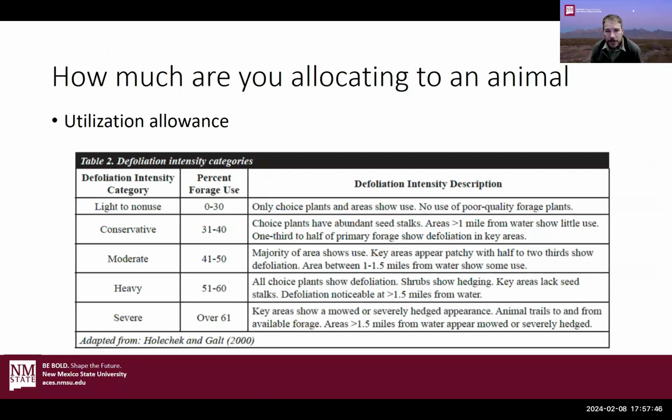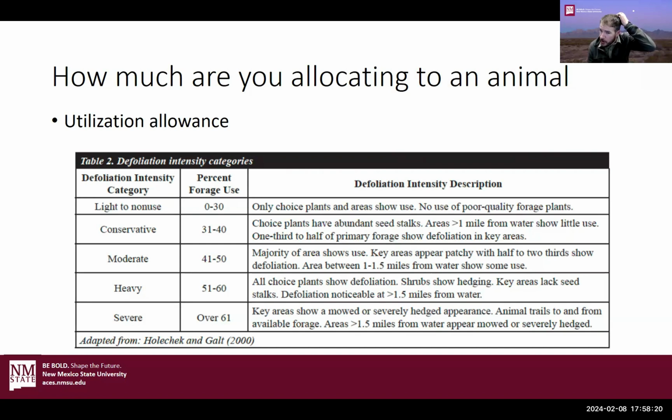So the next topic. We've gone over how much forage we have. We've gone over what size of pasture we're looking at. Now, let's talk about how much you will allocate to the animals you have selected. So using the utilization guideline, and I emphasize guideline: light to no use grazing is 0 to 30%, conservative is 31 to 40%, moderate is 41 to 50%.